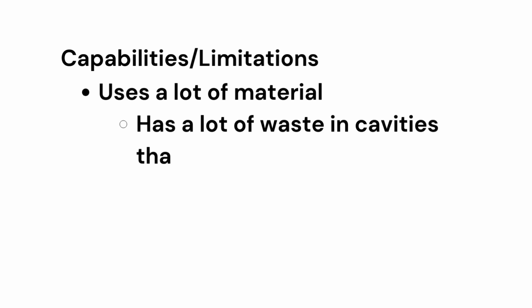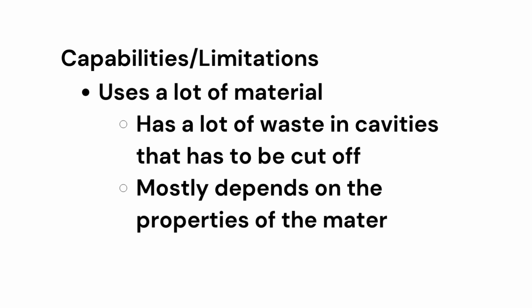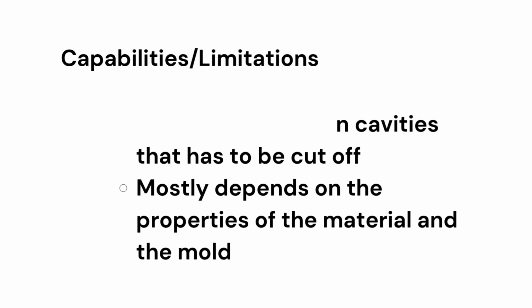cool. Capabilities and limitations. The gravity casting method uses a lot of material and often has a lot of waste. Material in the runners and leaking into gaps must be cut off from the final cast part. Sometimes that extra material can be melted and recycled, but it depends on the properties of the material and the properties of the cast. Also, sand molds and molds of other less permanent materials can only be used once.